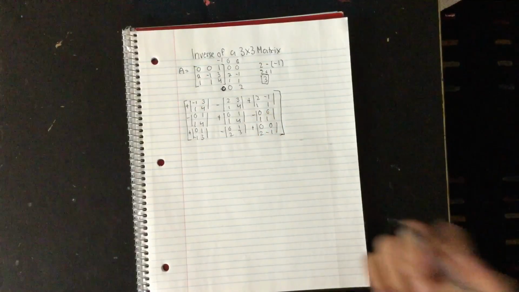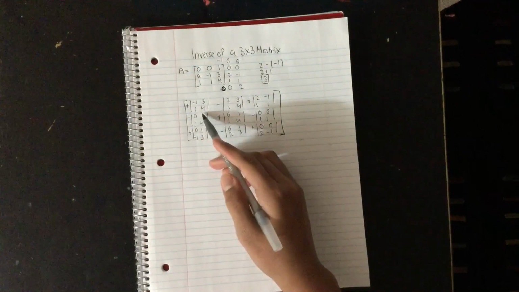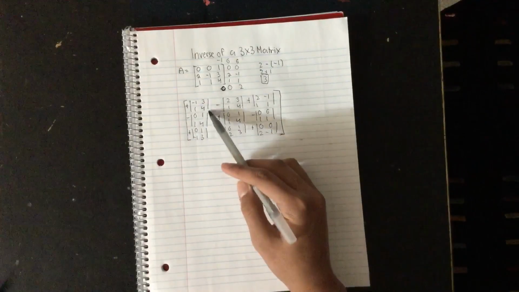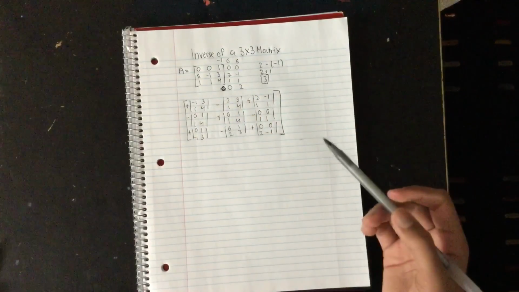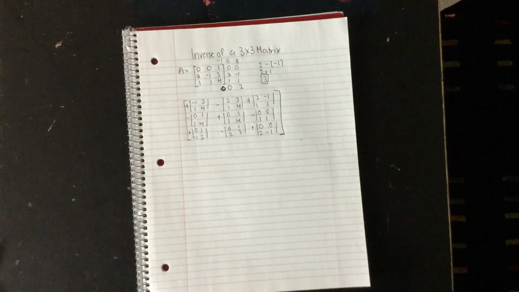So now what we're going to do is find the determinant of each of these little mini 2x2 matrices. I'm going to skip forward in the video until I'm done finding all of them.